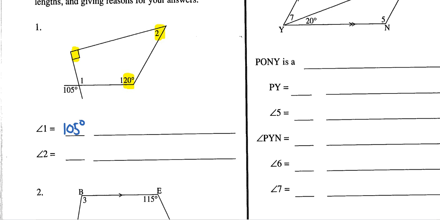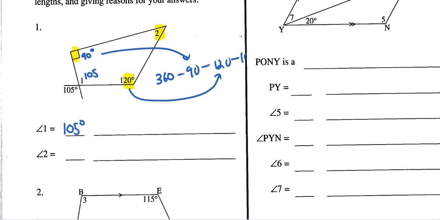Okay, so if angle 1 is 105 degrees, and this box right here is 90 degrees because it's perpendicular, then we can find angle 2 because angles in a quadrilateral add up to 360 degrees. So if you take 360 degrees, subtract that 90, subtract the 120, and if you subtract the 105, which is this angle right there, then you'll get a grand total of 45 degrees. Okay, so angle number 2 has to be 45 degrees because angles in a quadrilateral add up to 180 degrees.